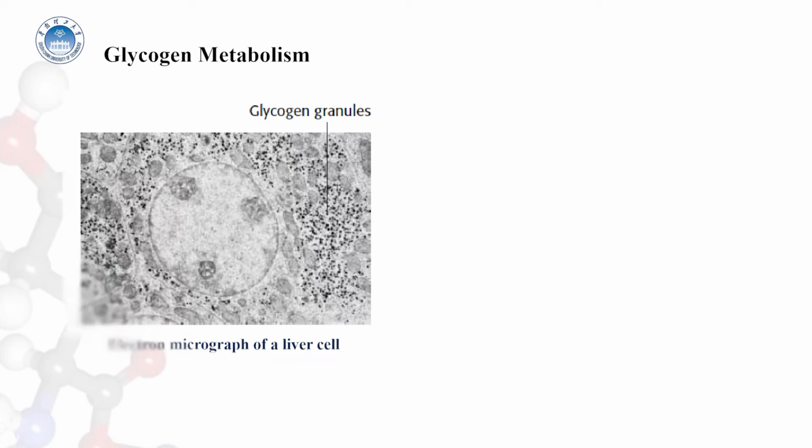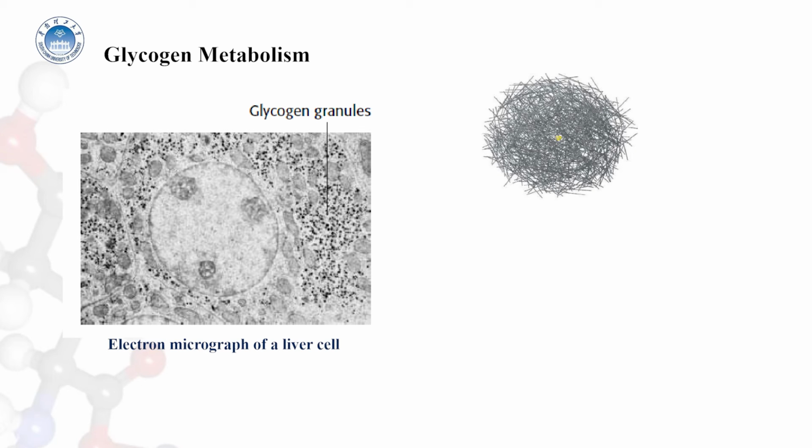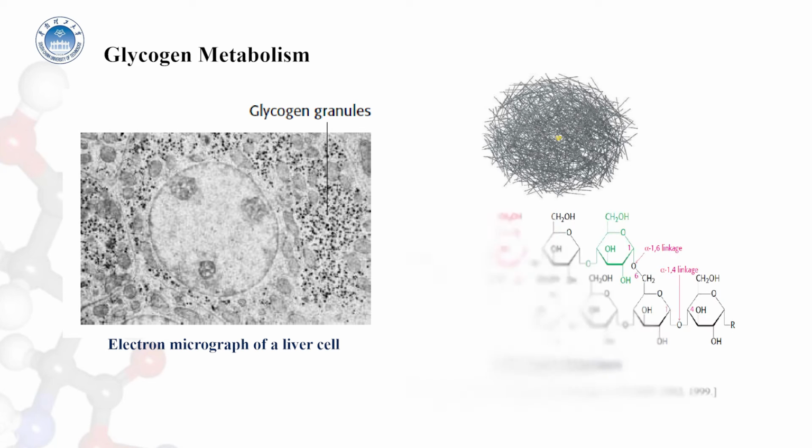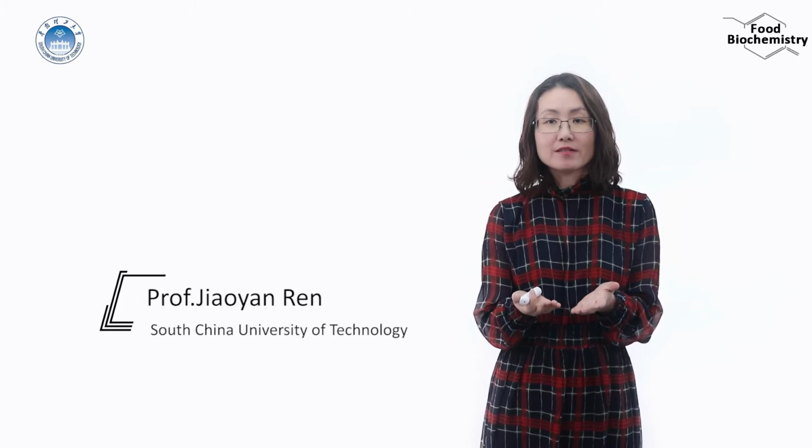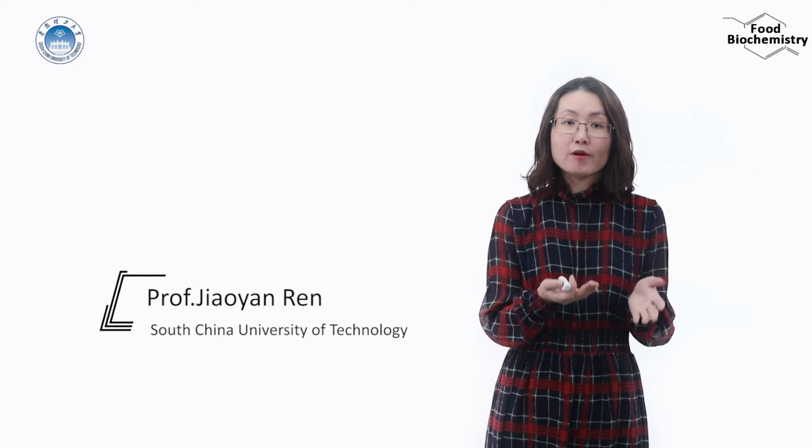So let's talk about the glycogen. The dark particles in the cytoplasm shown here are glycogen granules. At the core of the glycogen molecule is the protein glycogenin, shown in yellow. Each line represents glucose molecules joined by an alpha-1,4 glycosidic linkage. The non-reducing ends of the glycogen molecule form the surface of the glycogen granule. Degradation takes place at this surface.